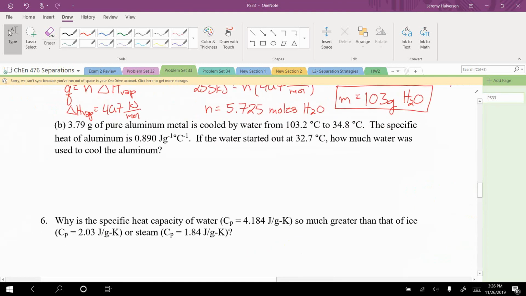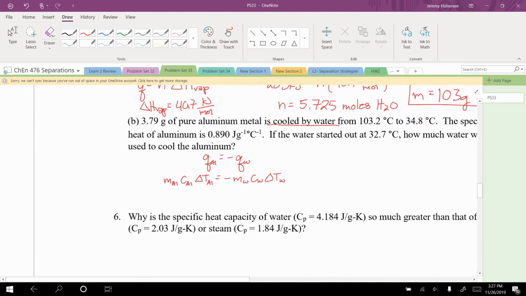What are my two Qs? We've got a Q for the aluminum, and then we've got a Q for the water. What's happening to the aluminum? It's cooled by water. It's just changing temperature. So I know that I've got the mass of my aluminum, the specific heat of my aluminum, and the change in temperature of my aluminum. And those are going to equal negative the mass of my water, the specific heat of my water, and the change in temperature of my water.